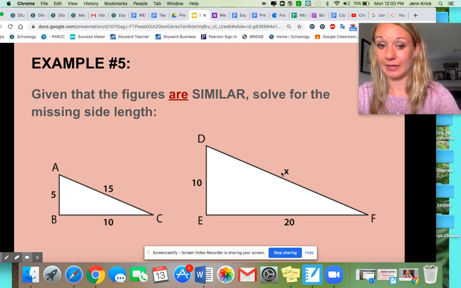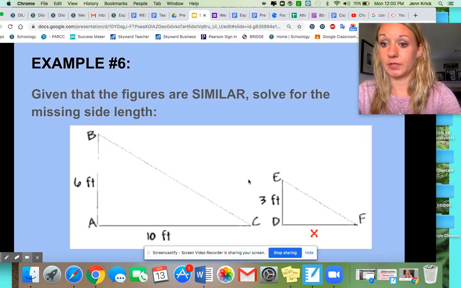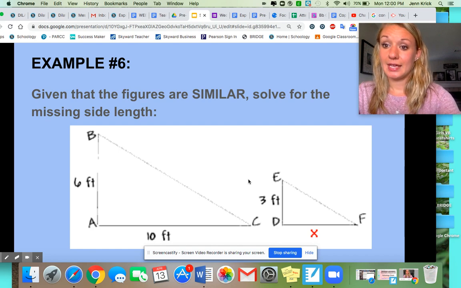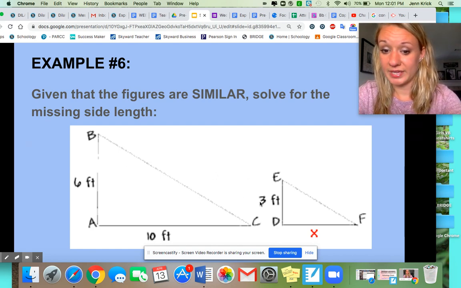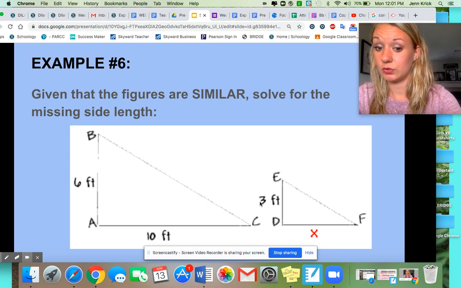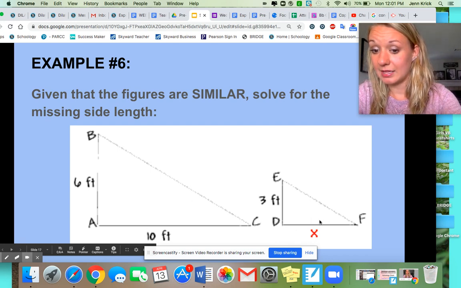Let's try that one more time. Given that these figures are similar, okay, I'm telling you they're similar, can you solve for the missing side length? So to get from 6 to 3, I know that I actually am dividing by 2. So that's what I need to do. So then ask yourself, what is 10 divided by 2? And then this should get you 5 right here.